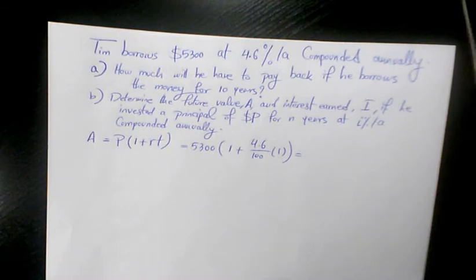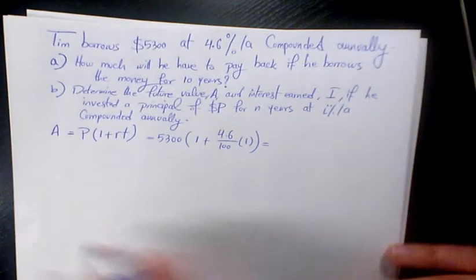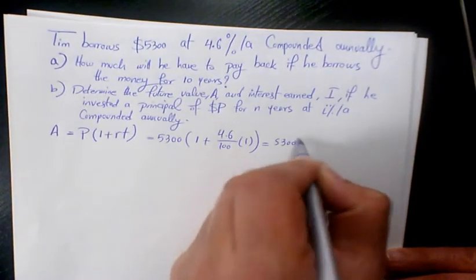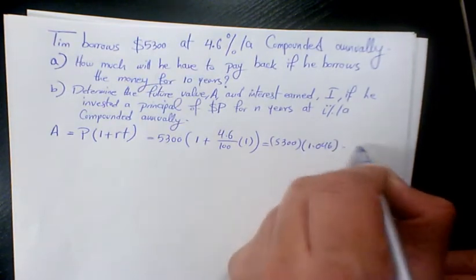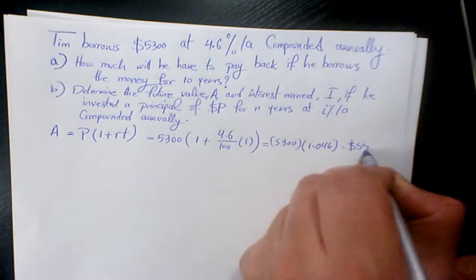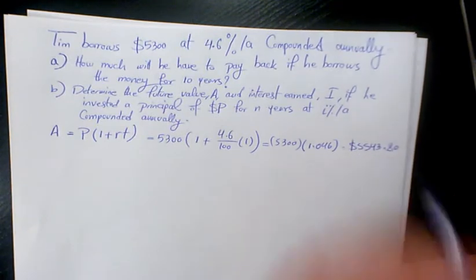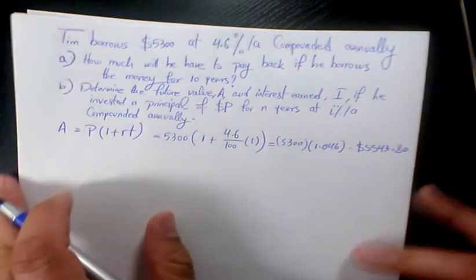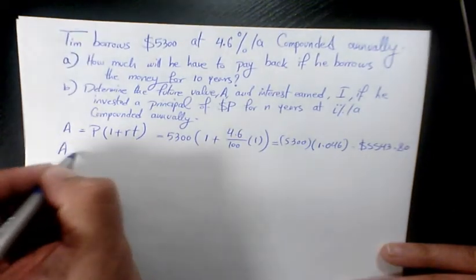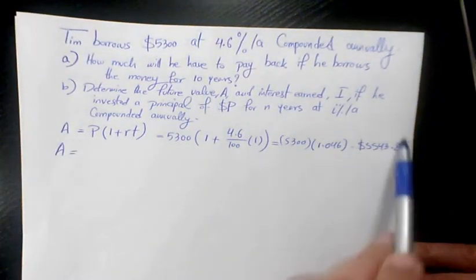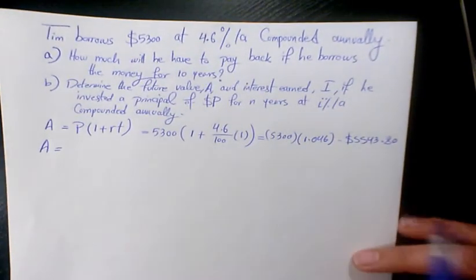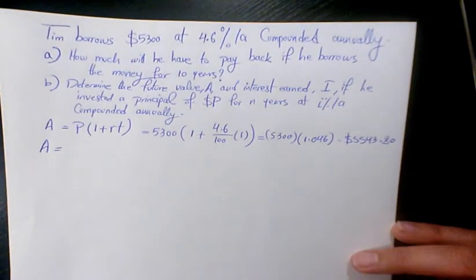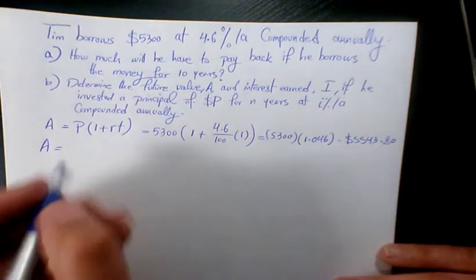So that will be 5,300 times 1.046. That's going to give me $5,543.80. Now for the second year, this number is going to be the new principal. So the principal is going to change. The principal plus interest of the first year is going to be the new principal for the second year.